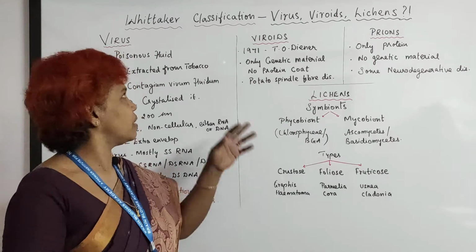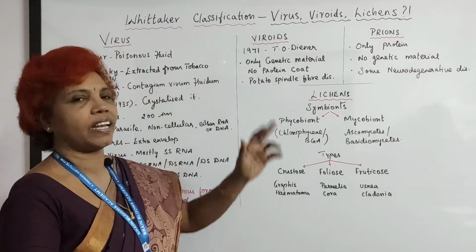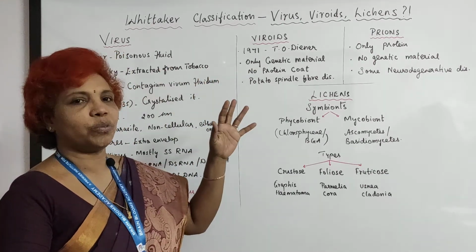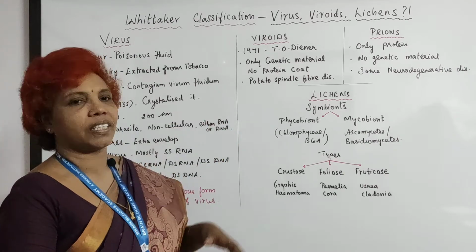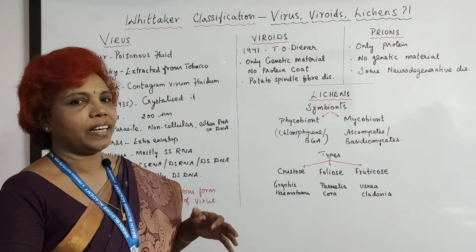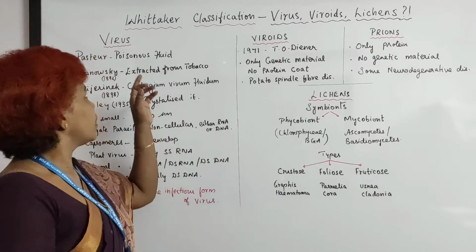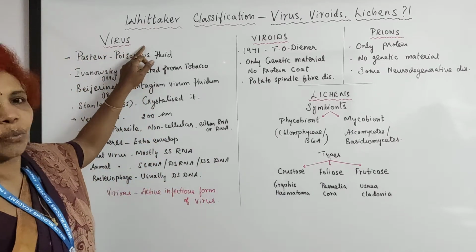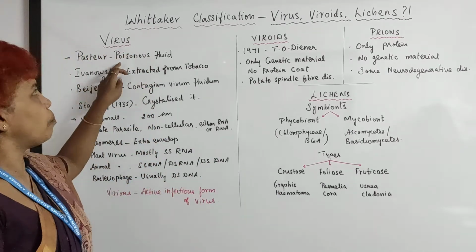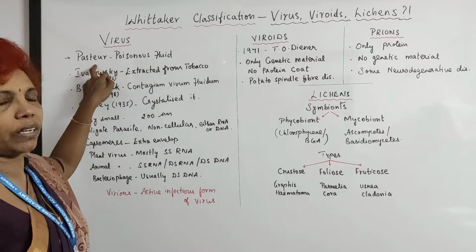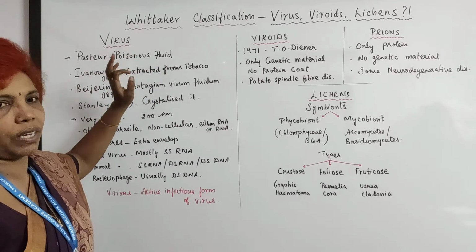Today let's go with viruses, viroids, and lichens. These three groups have not been placed anywhere in Whittaker classification, and let us see why it is so. See, the first one is virus. Virus means poisonous fluid according to Pasteur. He was the one who named them as virus.